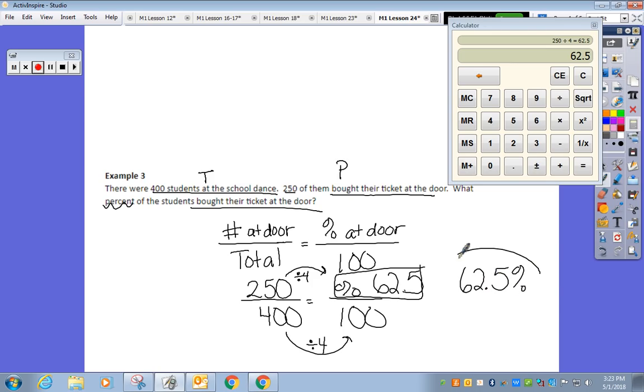Sometimes, though, it may ask you to round to the nearest percent, and that's when you take the 5 and use that to round to the nearest whole number. But in this case, it didn't, so I'm just going to leave it at 62.5.